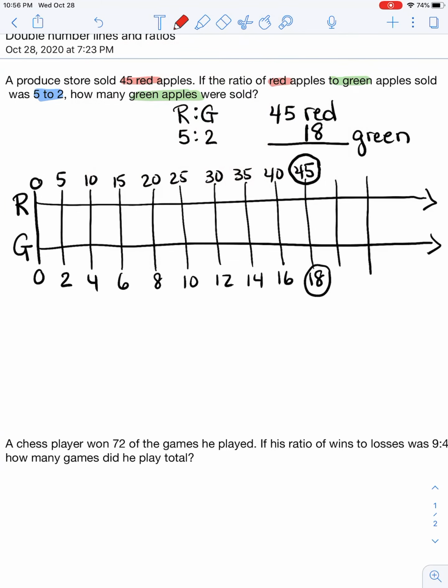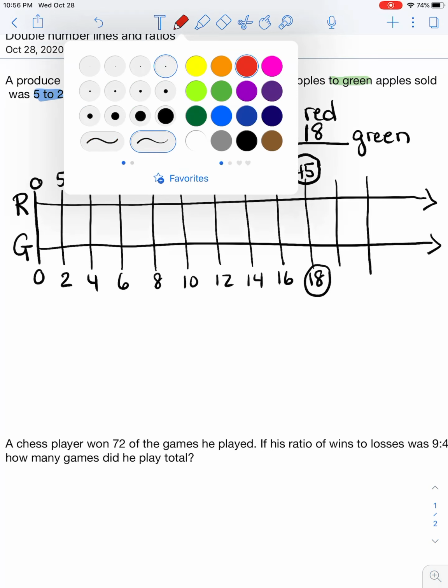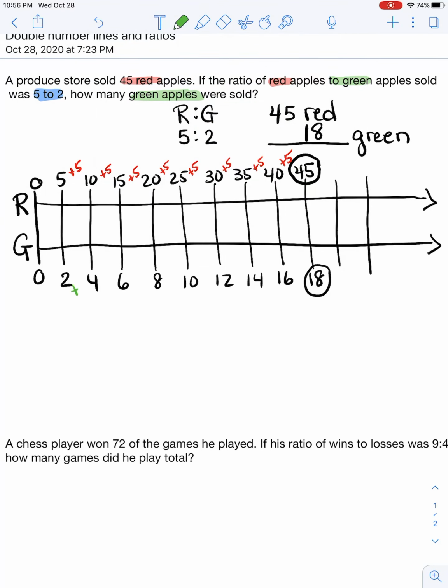And so the answer to the problem is that when they sold 45 red apples, they sold 18 green apples. Now, the whole basis, again, for this is that we're repeating the pattern. And what we're using here is additive reasoning, because you will see between every interval, we're adding 5 red, because that's the red part of the original pattern. And for the green, we're adding 2 because that is the green portion of the ratio. We are adding according to the ratio.